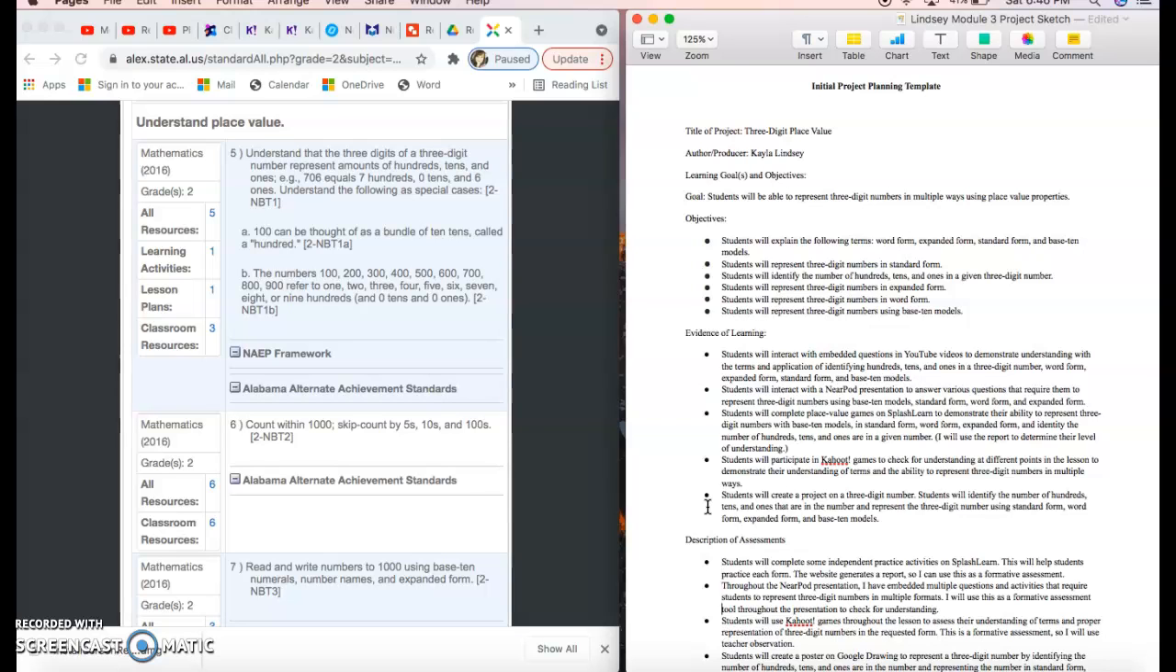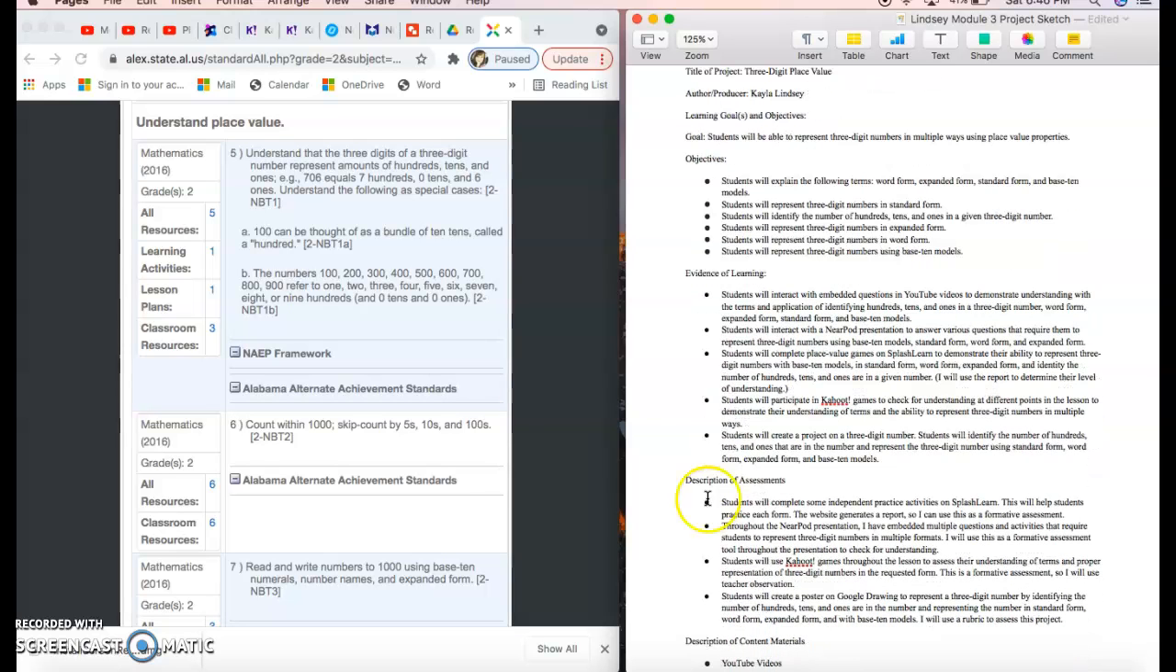So the assessments, I have a few assessments embedded throughout the lesson. Some of the formative assessments will come from Splash Learn. Like I said, that website generates a report and we'll take a look at that, and I can use that as a formative assessment.